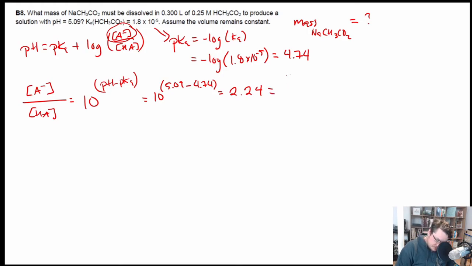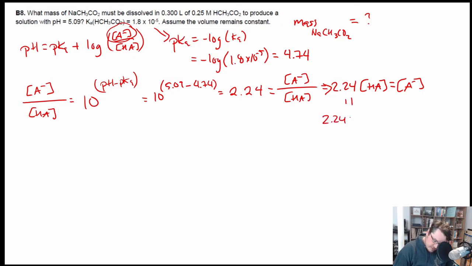So that's going to be equal to the concentration of A- over the concentration of the acid. We can rearrange this now, and so the concentration of the base is going to have to be 2.24 times the concentration of the acid. It's going to be equal to the concentration of the base. And so now if we plug in our values, we have 2.24 times the concentration of the acid, which is 0.25 molar. And so that's going to be equal to 2.24 times 0.25, 0.56 molarity. That's the concentration now of our base. So we know that now.